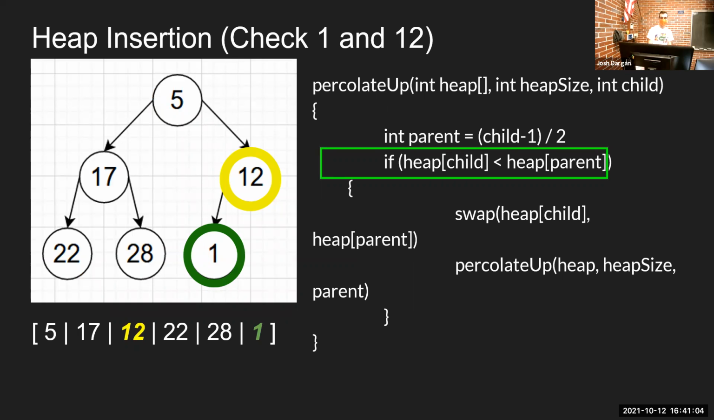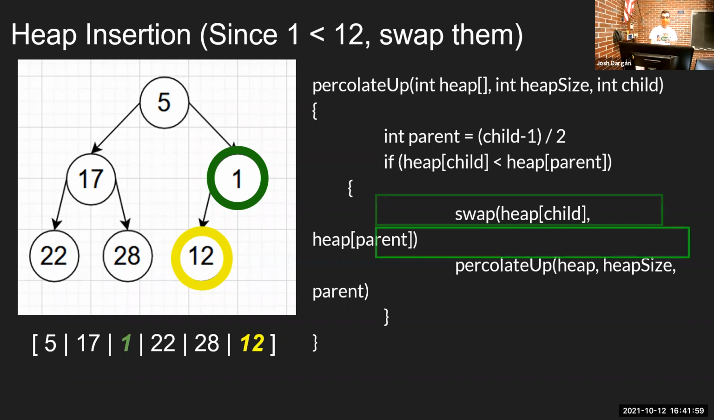And then in our percolate up function, we find the parent index, and this will automatically floor this operation just because it's an int. And we check if the child value is less than the parent value, then we swap the child and the parent, and then we perform heap percolate up again. If the child is greater than the parent, then that satisfies the heap ordering property for a min heap, and we don't swap.